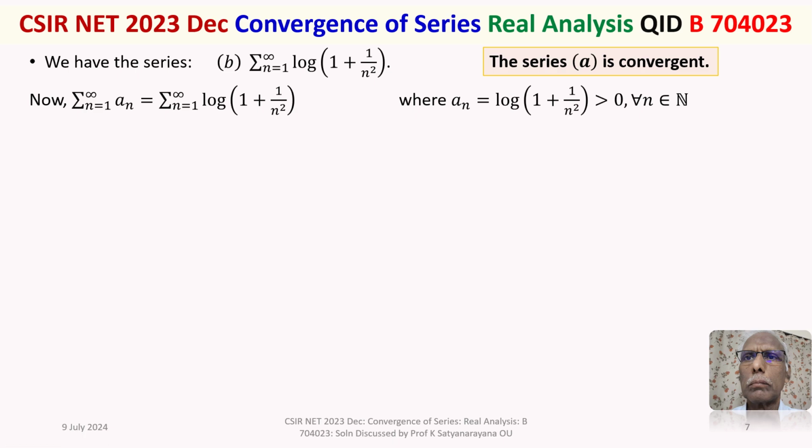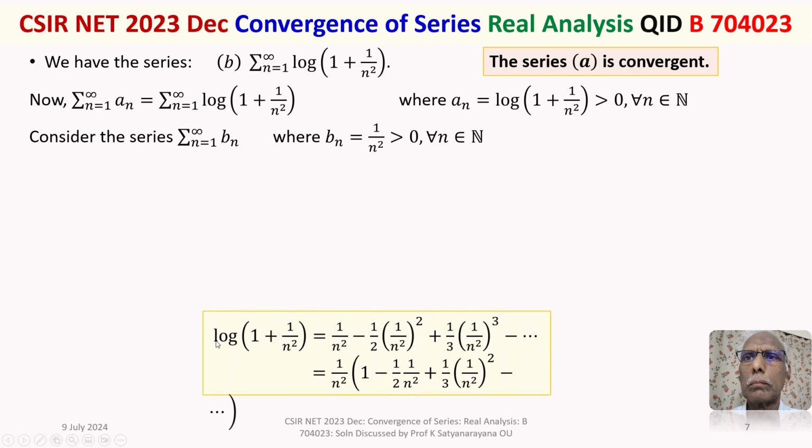Agreed. Now, we consider the auxiliary series sigma n equals 1 to infinity bn, where bn is equal to 1 by n square greater than 0 for all n belongs to N. Now, the question is, how did we guess the auxiliary series as sigma bn, that is sigma 1 by n square? For that, the answer is, log of 1 plus 1 by n square, the expansion of logarithm is 1 by n square minus 1 by 2 into 1 by n square whole square plus 1 by 3 into 1 by n square whole cube minus so on and so forth.